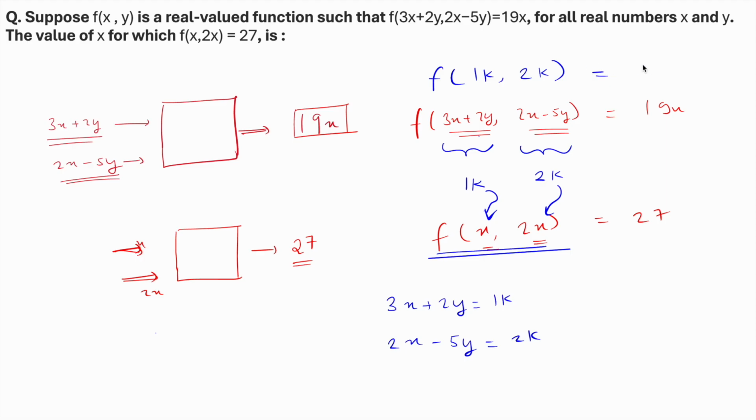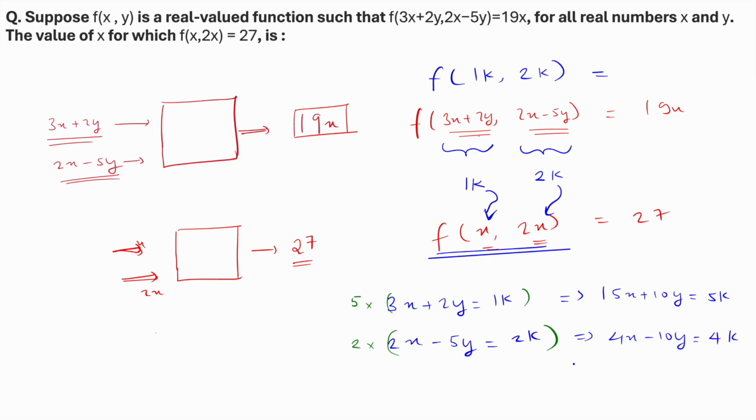Now my right hand side is equal to 19x. It is still in terms of x, so let's make the right hand side in terms of k only. For that, I need to eliminate y from these two equations. So I multiply the first equation by 5 and the second equation by 2. The first becomes 15x plus 10y equals 5k, and the second becomes 4x minus 10y equals 4k.